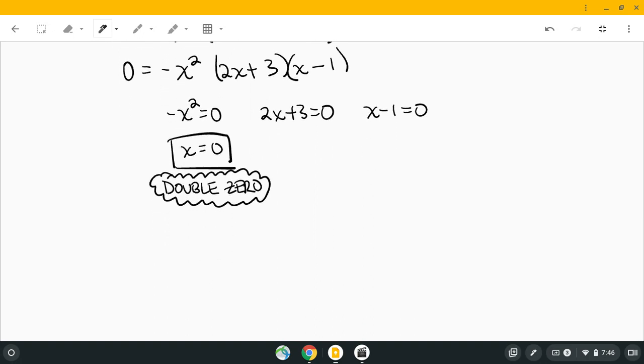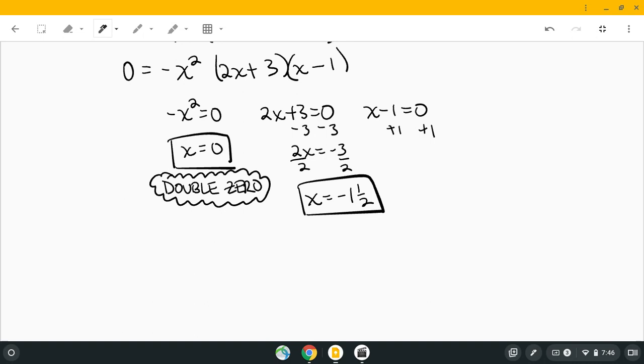Okay. All right. And then over here, subtract 3. 2x equals negative 3. Divide by 2. So x equals negative 1.5. Add 1. So x equals 1. Okay. So again, you would still have these zeros. You would have one at 0. That one, the special one. When it's special, I like to give it some sparkle. Okay. Negative 1.5 right there. And positive 1 right there.